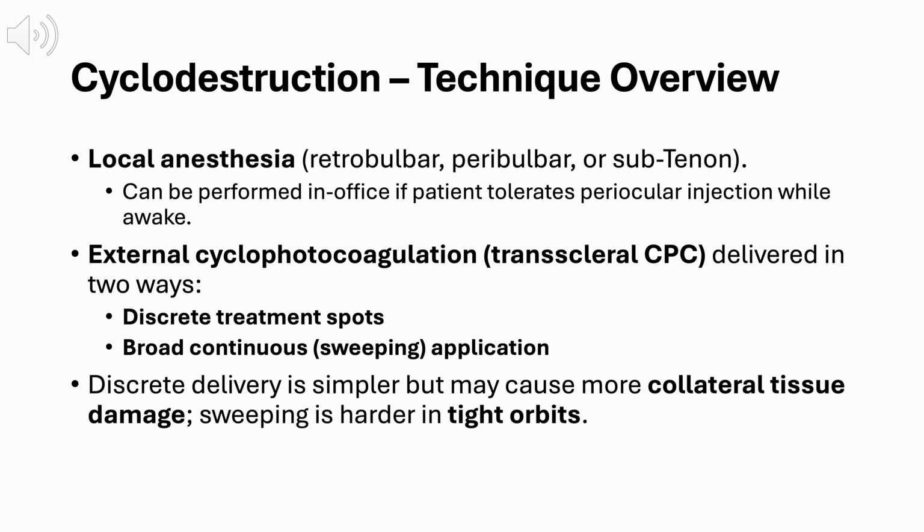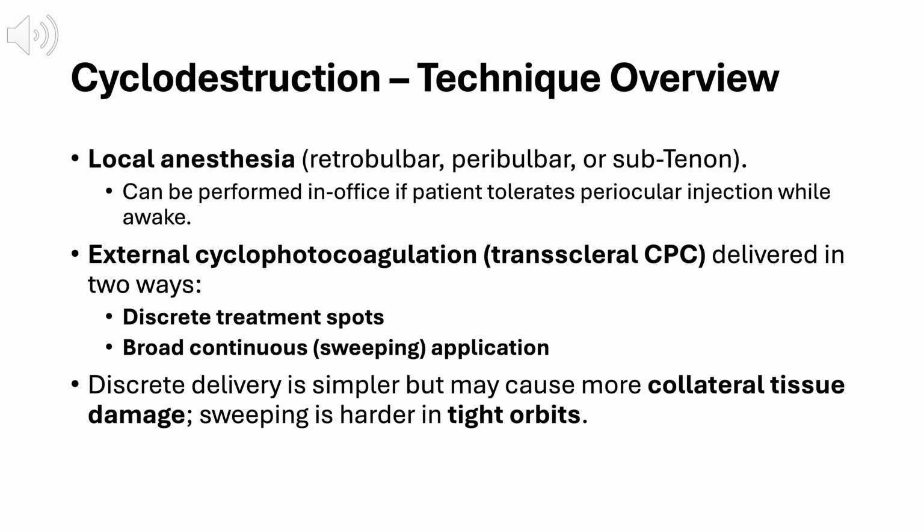For external cyclodestruction, we start with local anesthesia: retrobulbar, peribulbar, or subtenons. Many patients tolerate this well enough for the procedure to be done in the office, but that depends on their comfort with periocular injections. Transscleral CPC can be delivered in two main styles.